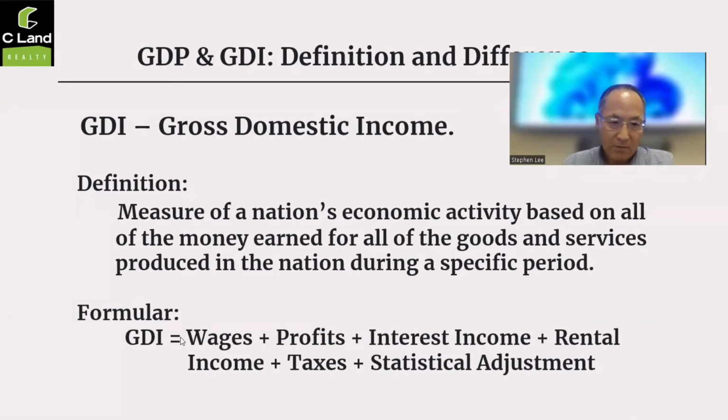So the formula to calculate GDI is wages plus all the profits plus interest income plus rental incomes plus taxes and some statistical adjustment. So that becomes GDI.